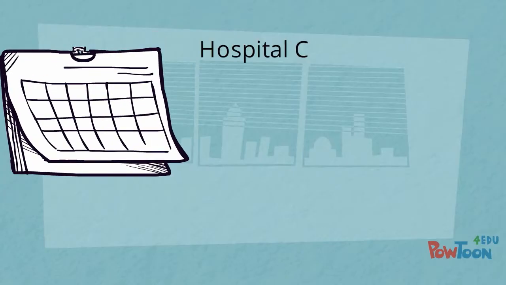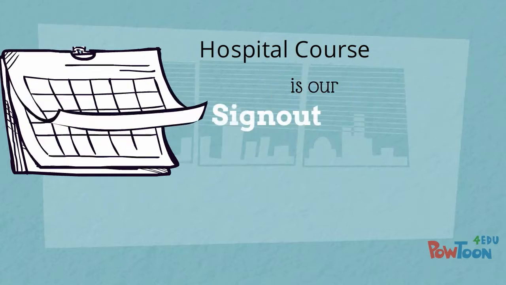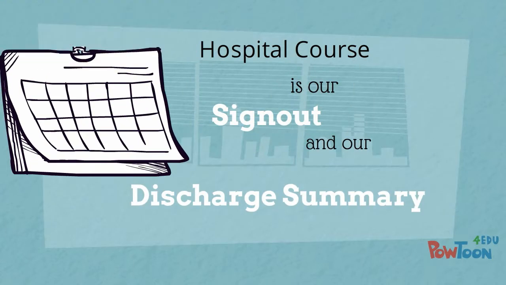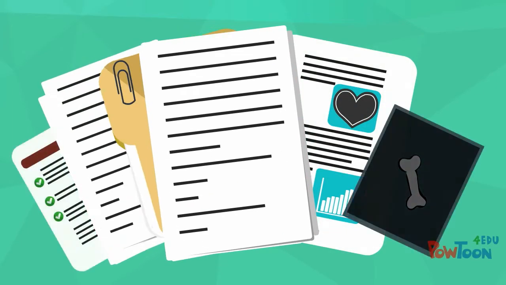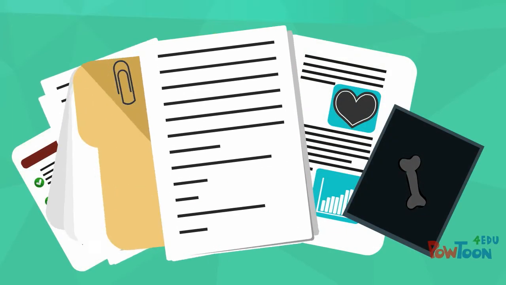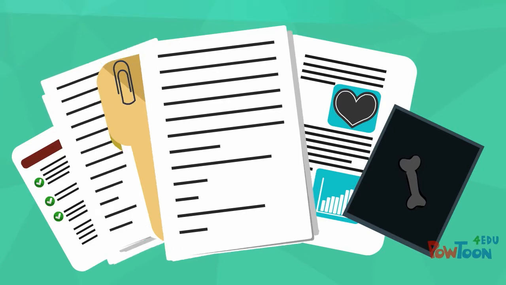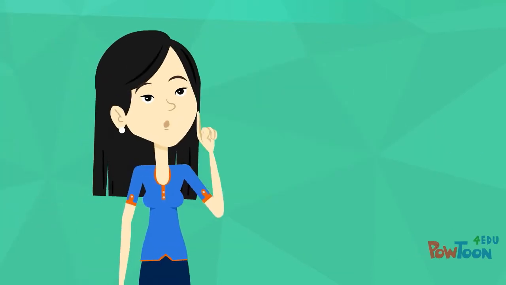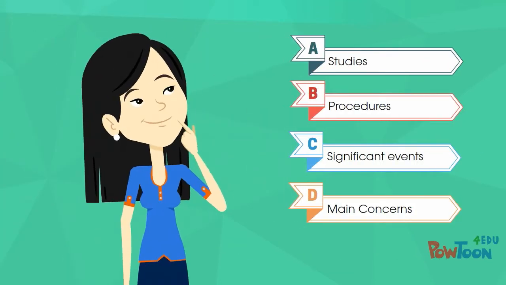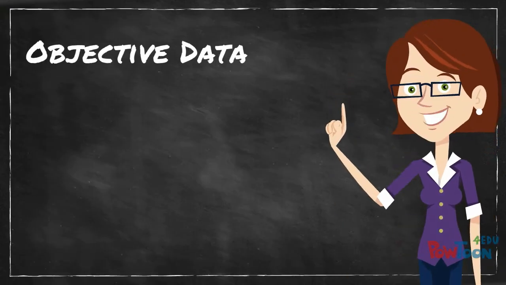The hospital course functions as both our sign-out and as a discharge summary when our patients are ready to leave the unit. This is where we keep track of all the studies, surgeries, interventions, and even our main concerns. It's a great tool for continuity. If you were on call alone in the unit, and it's something you would want to know, make sure it gets into this section. Objective data is pretty much what you'd expect.